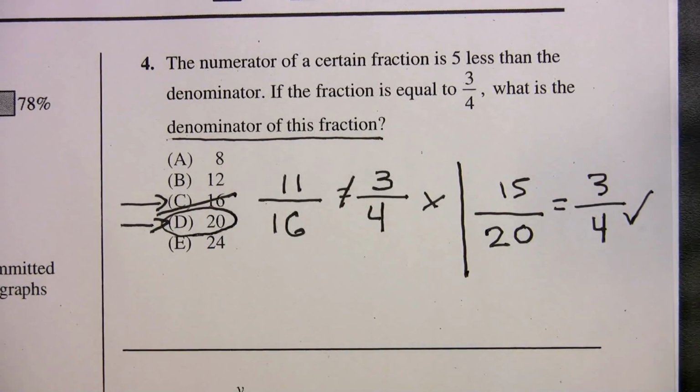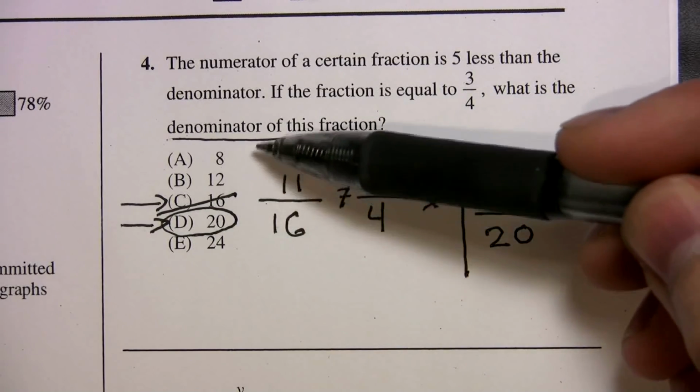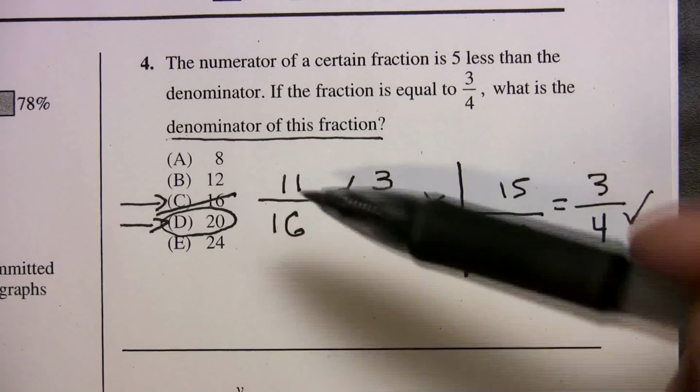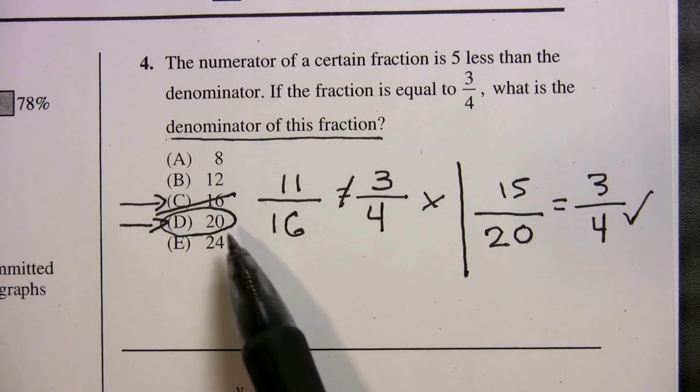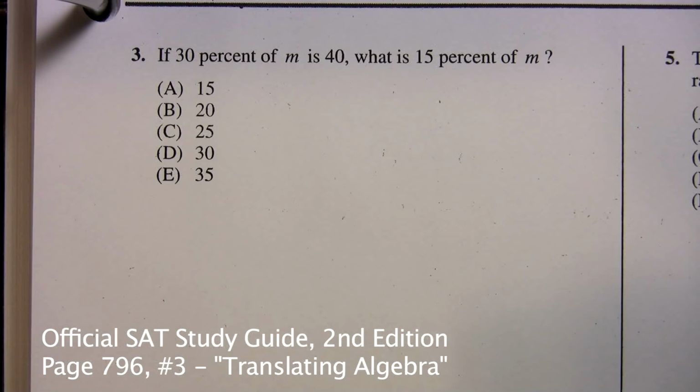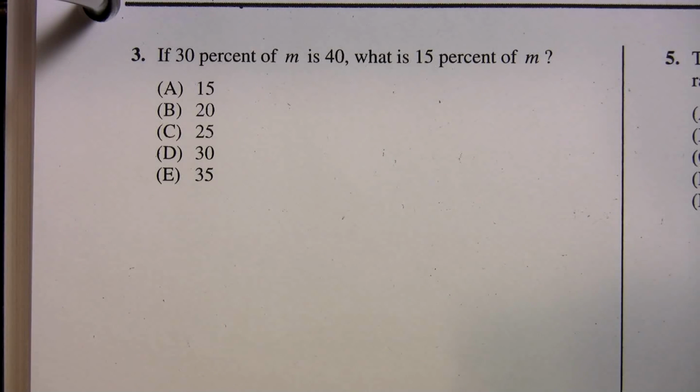So working backwards works really well when you have nice, easy answer choices, not variables. And keep in mind that you're just going to go back, you're going to pick an answer and work it back into the problem. So this works for the easy ones, and this works for the hard ones. Okay, we've got a word problem here, and it's got percents in it too. So let's take a look at this one. We're on page 796, number 3.